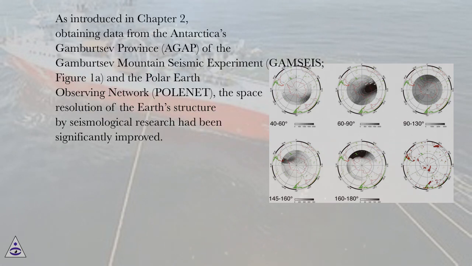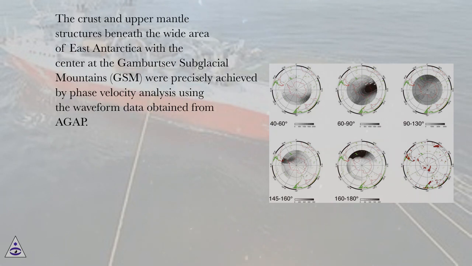As introduced in Chapter 2, obtaining data from the Antarctica's Gamburtsev Province, AGAP, of the Gamburtsev Mountain Seismic Experiment, GAMSEIS, Figure 1a, and the Polar Earth Observing Network, POLENET, the space resolution of the Earth's structure by seismological research had been significantly improved. The crust and upper mantle structures beneath the wide area of East Antarctica, with the center at the Gamburtsev subglacial mountains, GSM, were precisely achieved by phase velocity analysis using the waveform data obtained from AGAP.